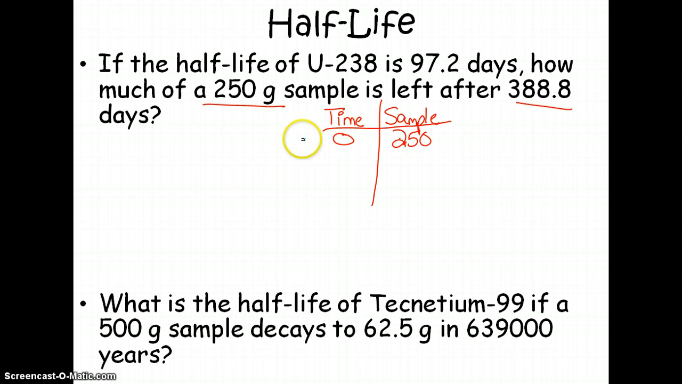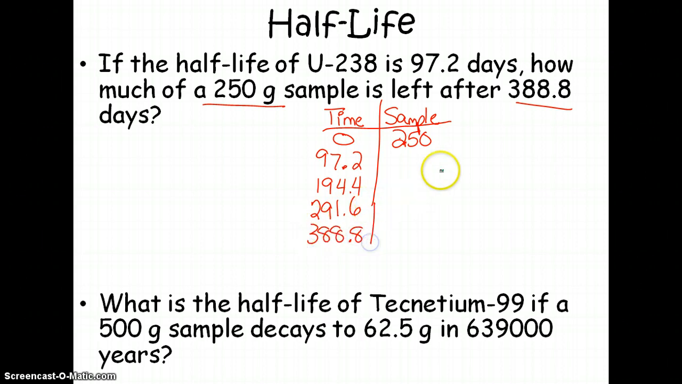So we got 0 plus 97.2 is 97.2. And then 97.2 plus 97.2 is 194.4. 194.4 plus 97.2 is 291.6. And 291.6 plus 97.2 is 388.8. And we need to figure out how much we have.